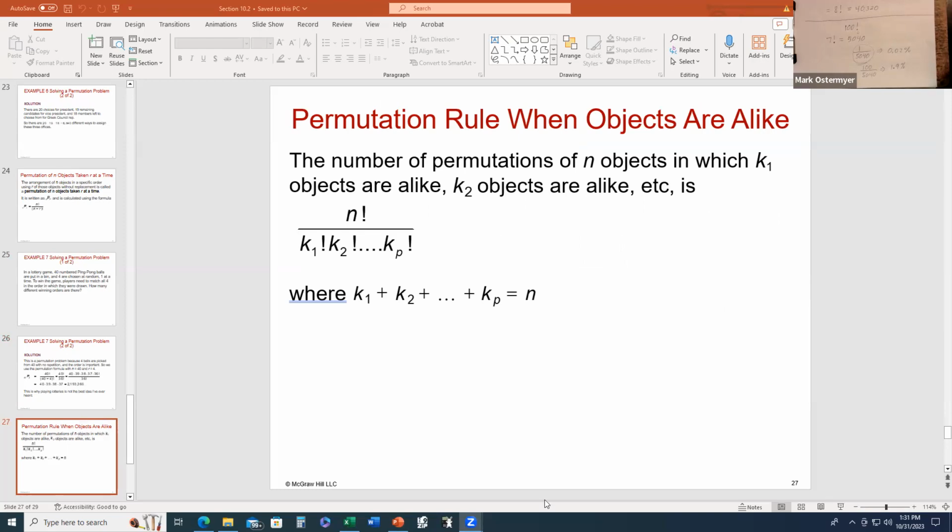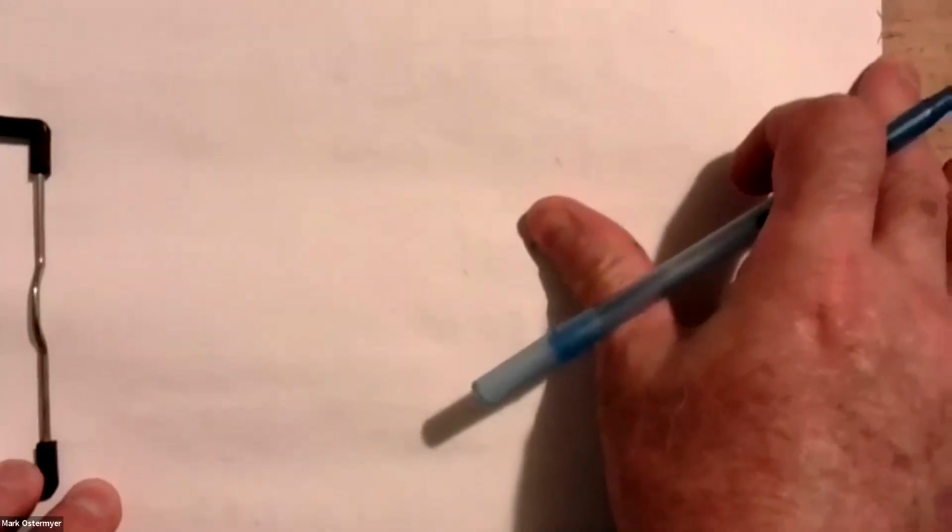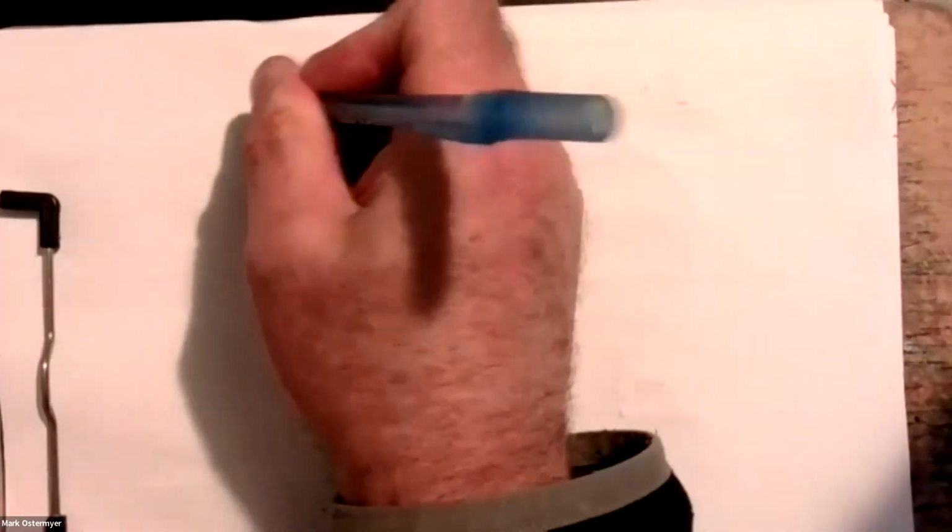Okay, now I want to show you something else here. Suppose I have a 3-letter word, ABA. All right, ladies and gentlemen, I got a question for you here. How many different ways can I arrange the letters in the word ABA so that I have a unique arrangement?